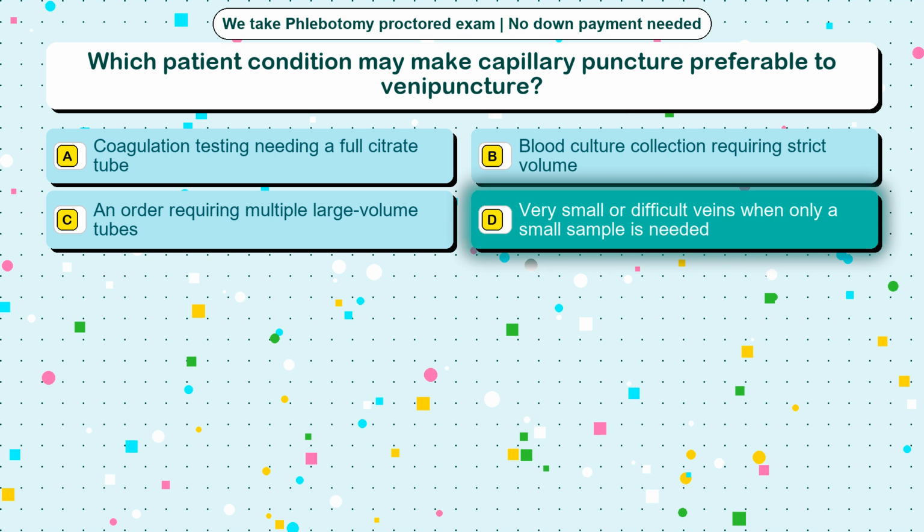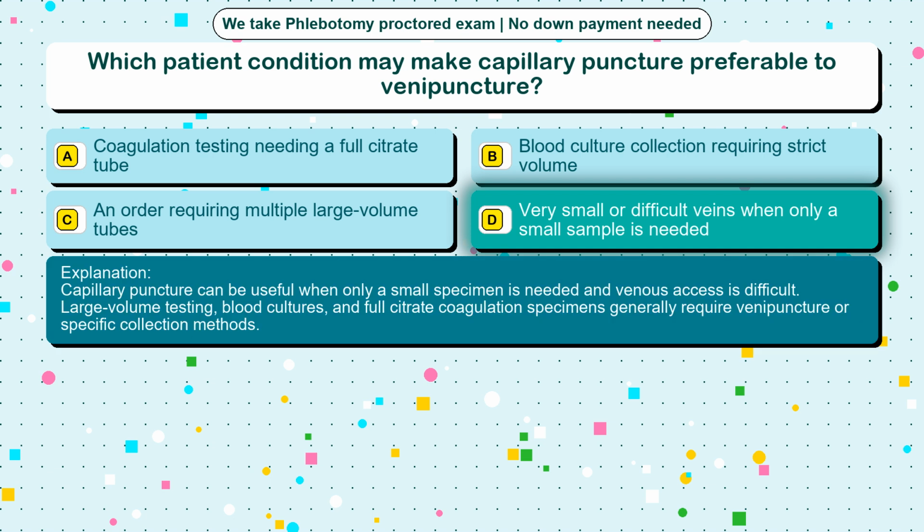The correct answer is option D. Very small or difficult veins when only a small sample is needed. Capillary puncture can be useful when only a small specimen is needed and venous access is difficult. Large volume testing, blood cultures, and full citrate coagulation specimens generally require venipuncture or specific collection methods.